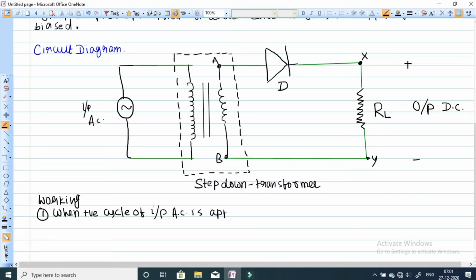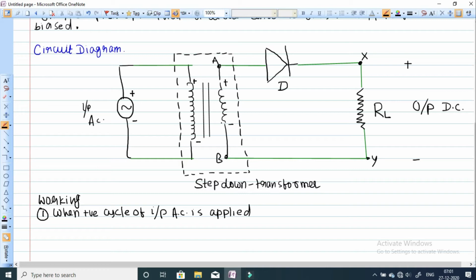Now we will mark the polarity. Suppose the positive cycle of this input AC is applied. This terminal will be positive, this terminal will be negative. Similarly the transformer terminals, this will be positive, this will be negative. Similarly the secondary winding, this will be positive and this will be negative.